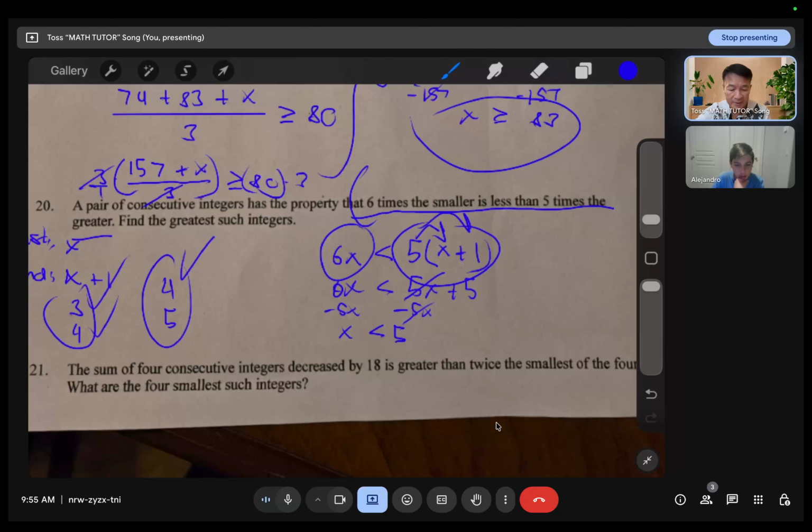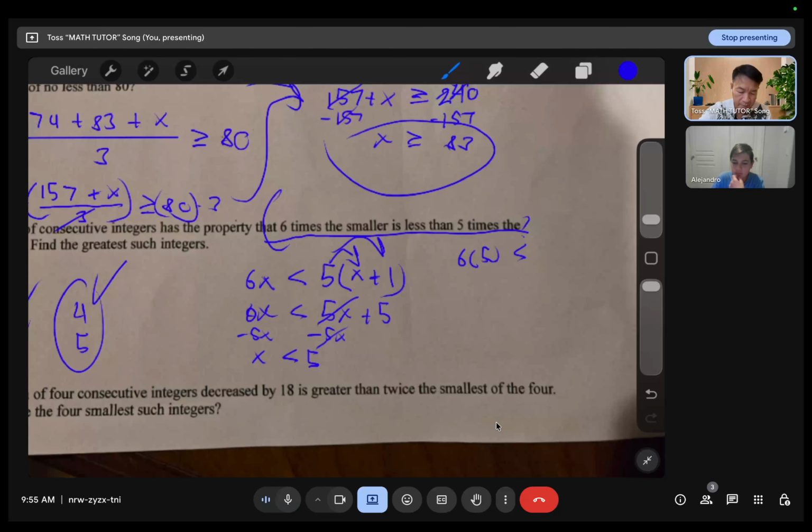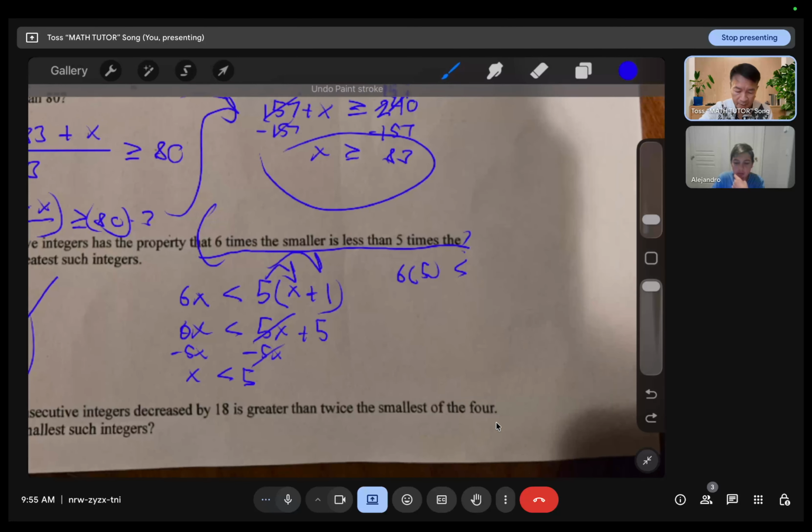Get it? Yeah. So let me test out the 5. 6 times 5. Is this true? The 3 will work. I think you understand why, because anything less than 5 will work. I want to test the 5 and see. 5 times 5 plus 1.